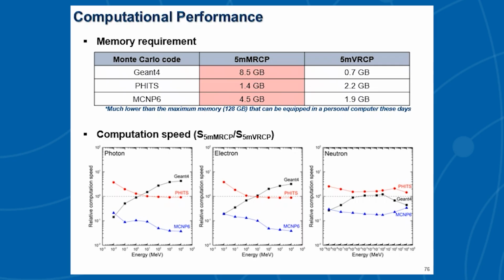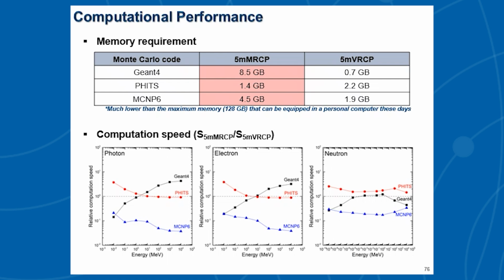And the graphs below compare the computation speed for several particle types: photons, electrons, and neutrons. A value above unity means the mesh phantom is faster, otherwise it's the voxel phantom. From this result, we confirmed that the FIT code provides faster or comparable speed for the mesh phantom across all particle types.